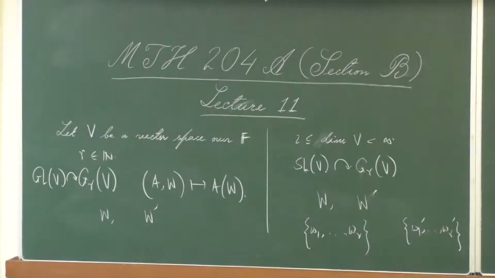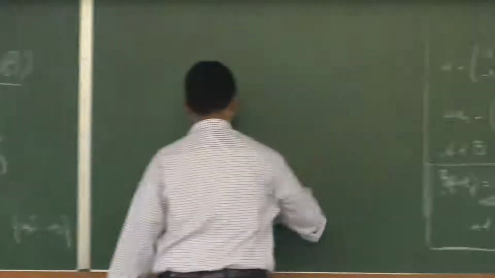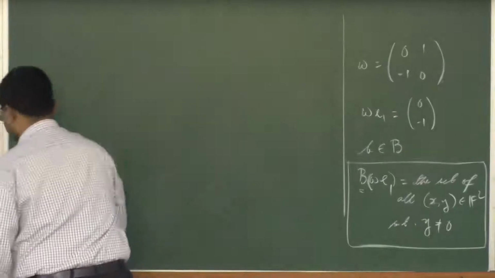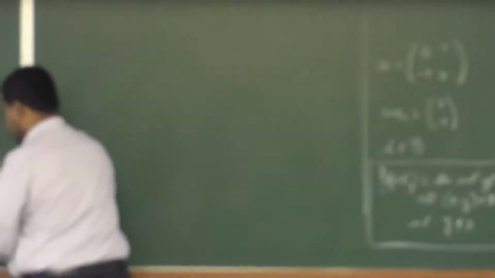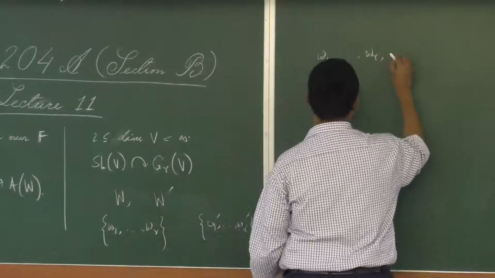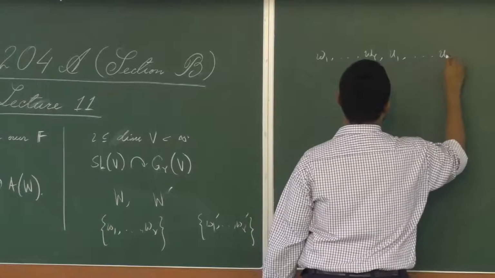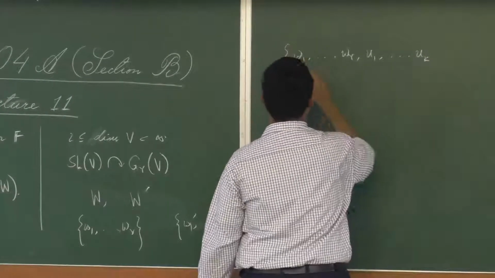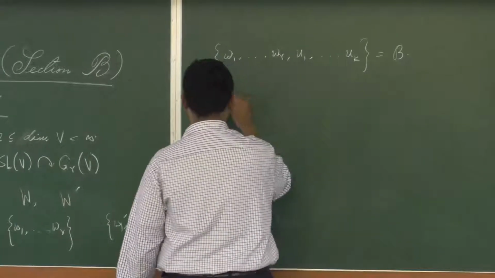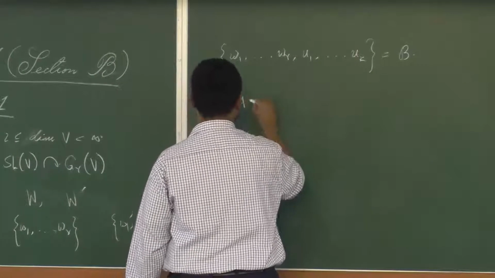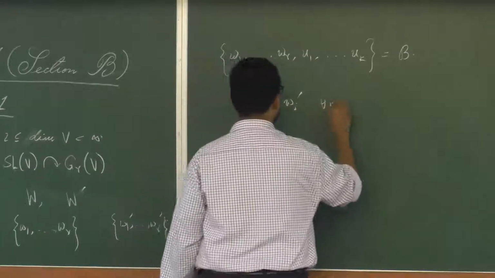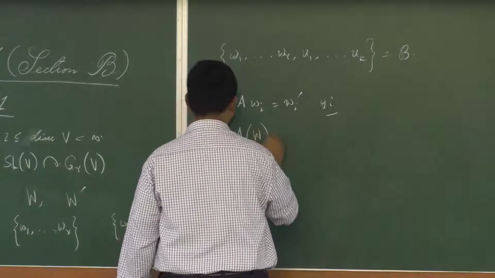Okay, that's actually quite clear, so let me again repeat the argument for you. This ordered basis, you just extend it to an ordered basis of V, u1 up to uk, let's call it B, and then we can construct a linear map sending each wi to wi prime. So therefore, it's easy to see that A sends W to W prime.